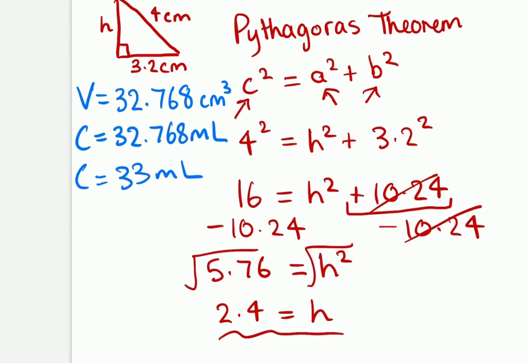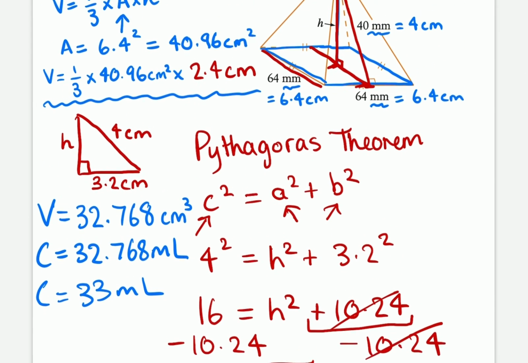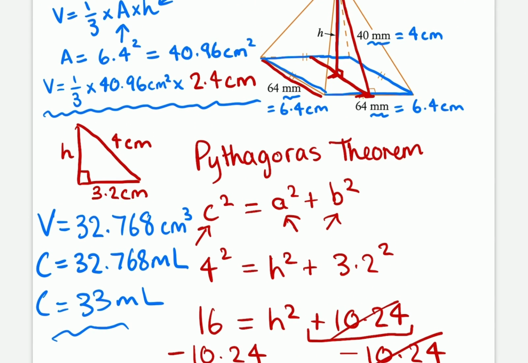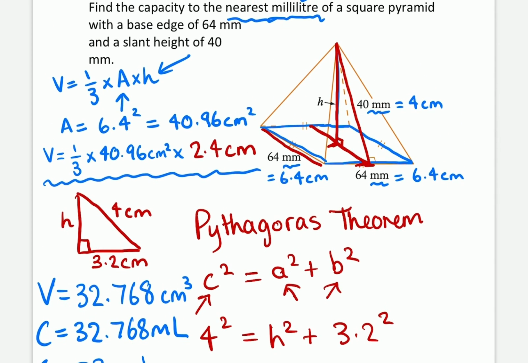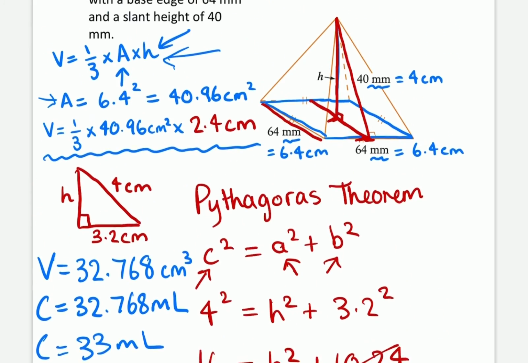So quite a long question. We had to use Pythagoras. We had to use our knowledge of conversions between volume and capacity. And we had to use our formula here for the volume of a pyramid, which also meant that we had to use our formula for volume of a square here as well. So lots of parts to this question, probably worth about 4 marks, maybe more.